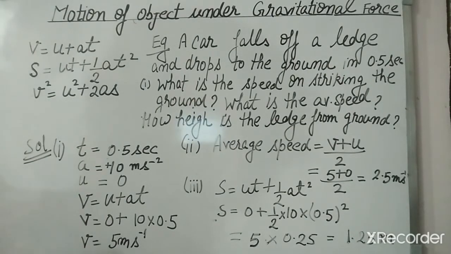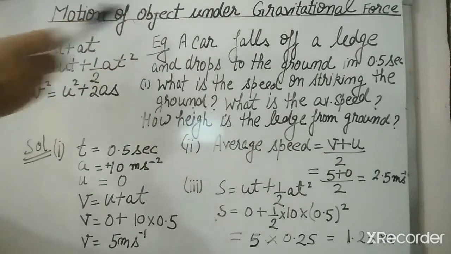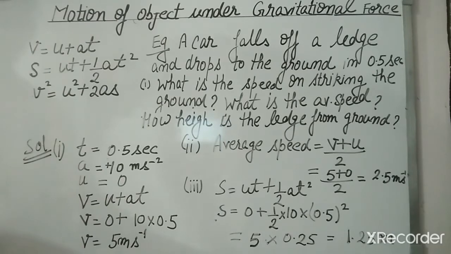In the previous class we discussed the universal law of gravitation, its importance, and we calculated the value of g, that is acceleration due to gravity, right? So now we discuss the motion of objects under gravitational force.